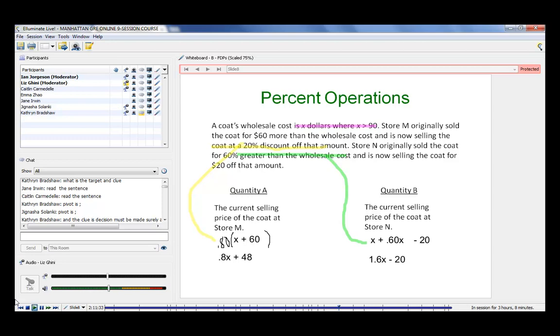Okay, now Emma said I did it in the order that was shown. But the key here: the coat's wholesale price is X dollars, where X is greater than 90. So what should you think about here? It looks like I can't solve, right? But I'm told that X is greater than 90. So what should I punch into my calculator?